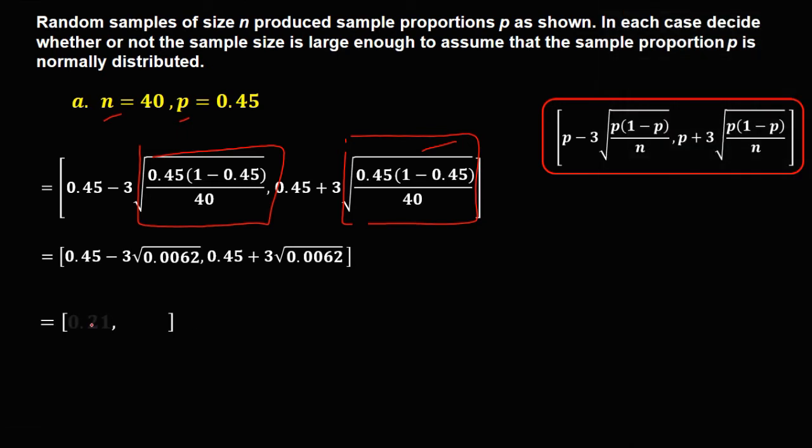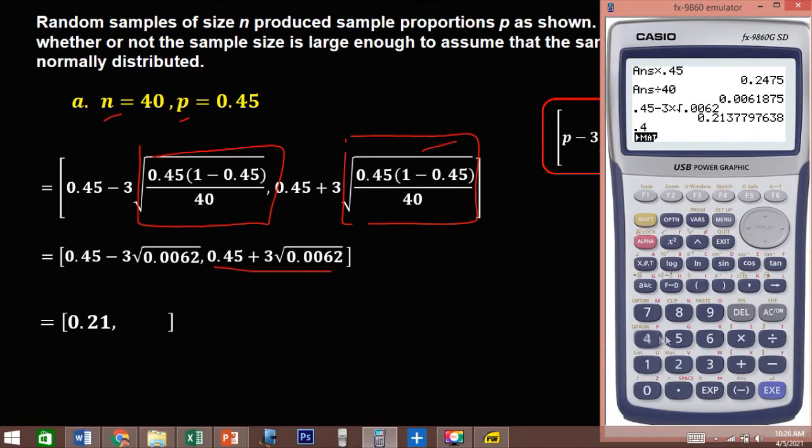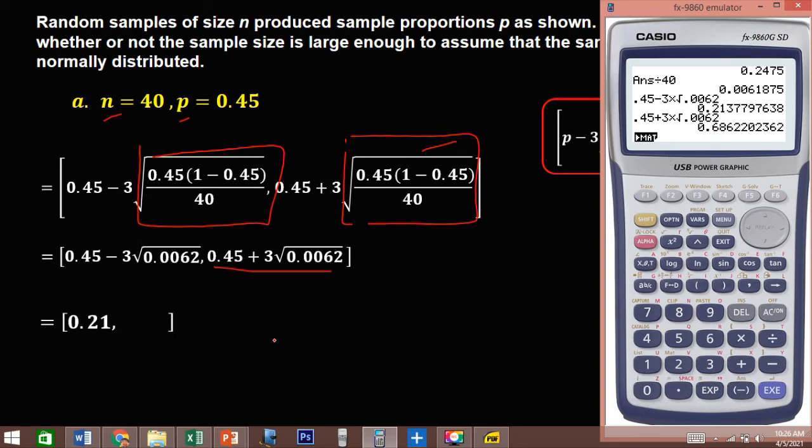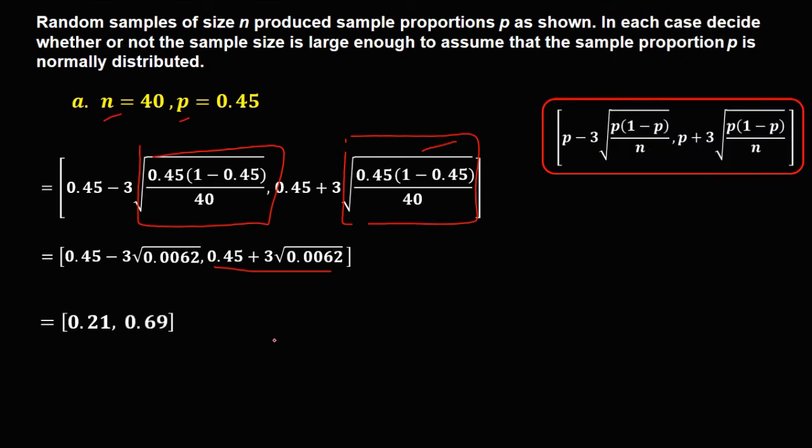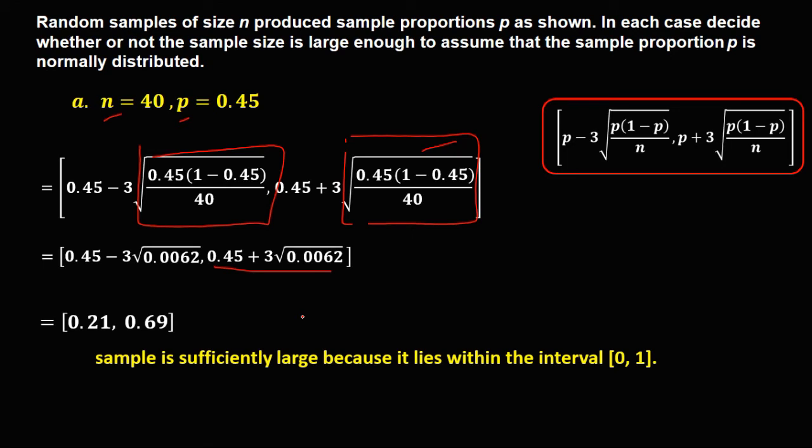that's 0.21. And for the other end of the interval, we have 0.45 plus 3 times the square root of 0.0062, it's 0.69. So this is now the interval, that's 0.21 and 0.69. Since it is within the interval 0 and 1, therefore this sample is sufficiently large.